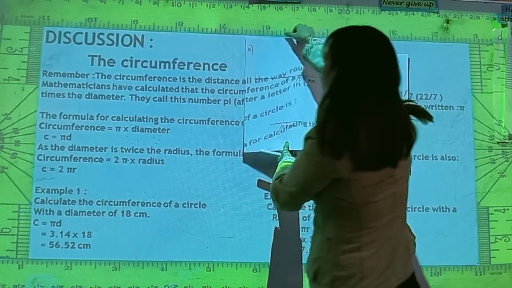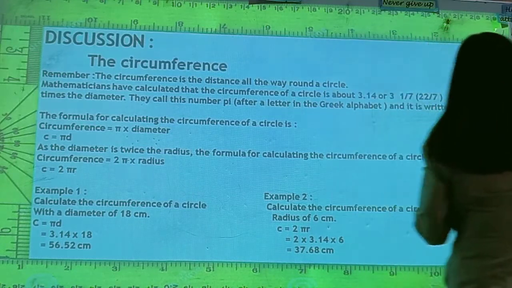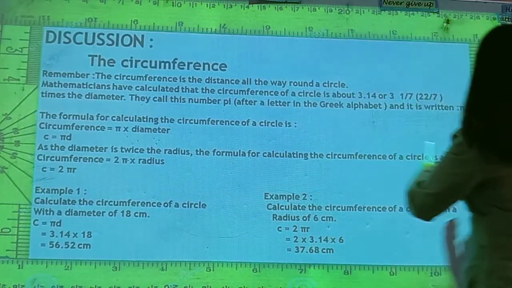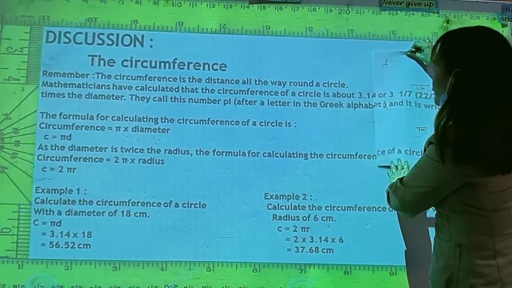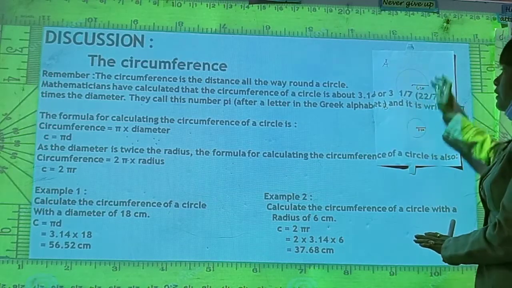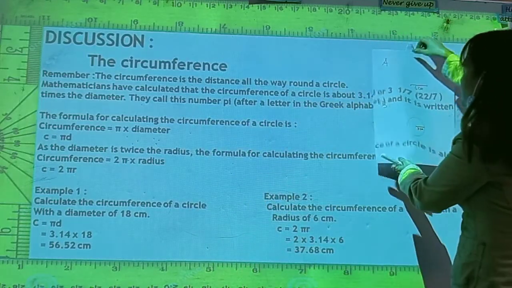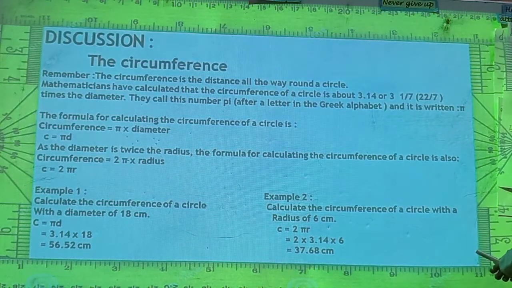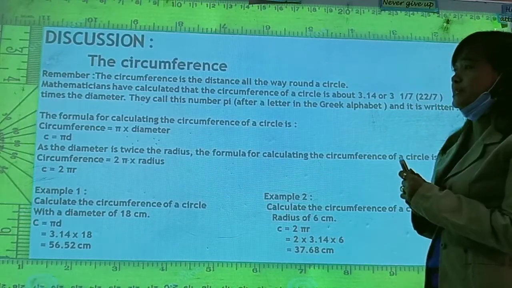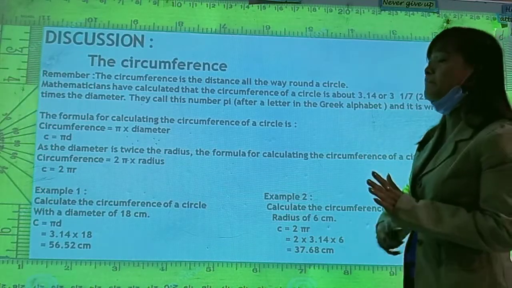Again, we are on the circumference. Remember, class, the circumference is the distance all the way around a circle. Mathematicians have calculated that the circumference of a circle is about 3.14, or 3 and 1/7, or 22/7 times the diameter. They call this number pi.